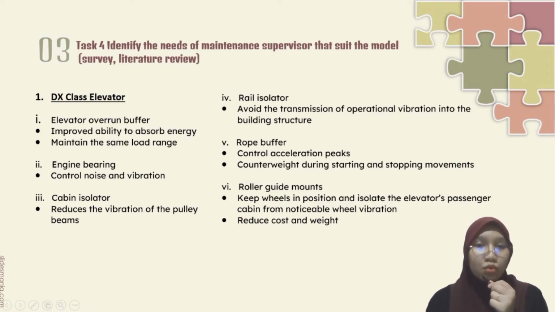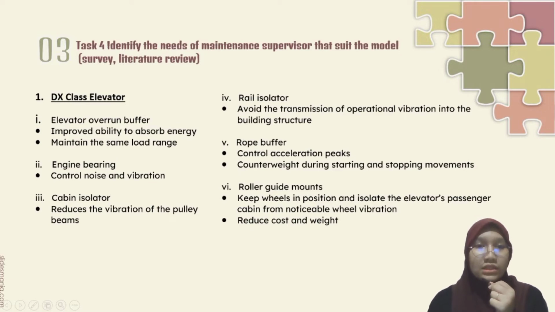It improves the ability to absorb energy and maintains the same load range. Second is the engine bearing, to control the noise and vibration. Third is the cabin isolator, to reduce the vibration of the pulley beams. Next is the rail insulator, to avoid the transmission of operational vibration into the building structure.